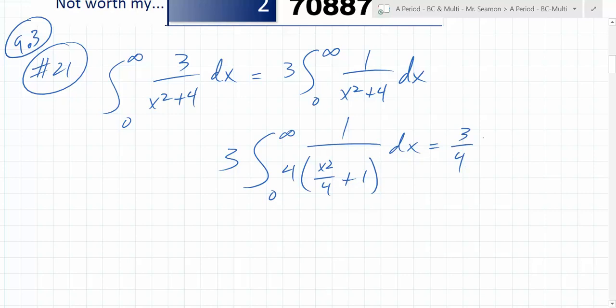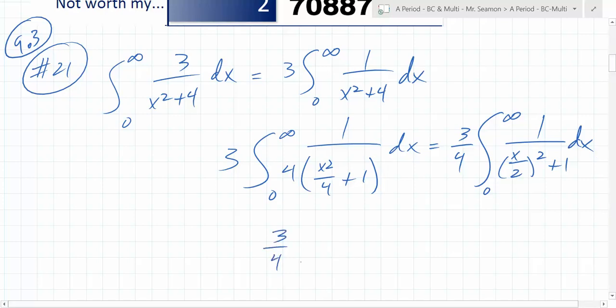So 3 over 4, 0 to this, 1 over, what does it turn into? X over 2 squared plus 1 dx. Now, is that almost what we want? It pretty much is, right? Do you see it right there? That right there is, what is the integral of that thing? It's 3/4 tan inverse of what? X over 2. Right? And what are we evaluating here?